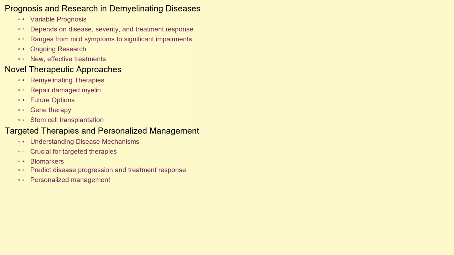The prognosis for individuals with demyelinating diseases varies considerably depending on the specific condition, its severity, and the individual's response to treatment. Some people may experience mild symptoms and minimal disability, while others may have more significant impairments.